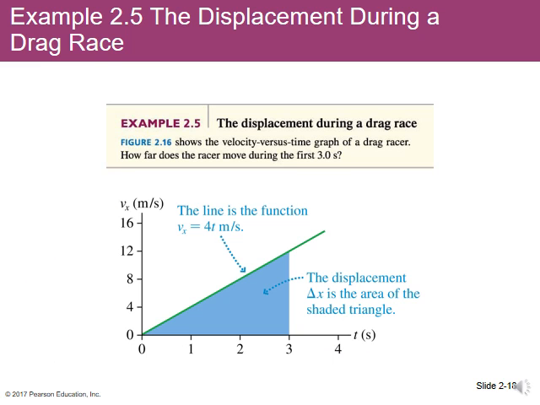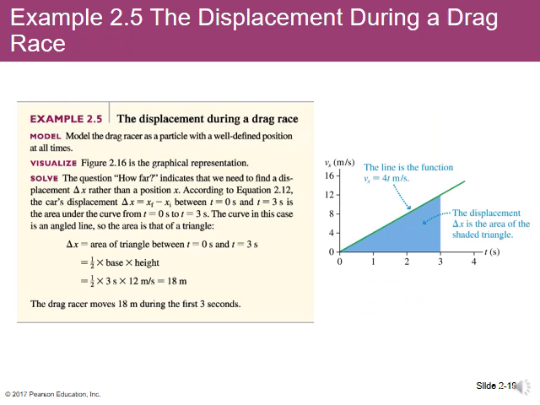Let's look at another example of that. What if in this case we had an equation? We know that the velocity is 4 times t. How far does this race car move in the first 3 seconds? All right. So what we really need to do is, once again, integrate this by finding the area under the curve. We can figure that out by just using the formula for the area of a triangle, because this is a triangular shape. So the area of a triangle is simply 1/2 the base times the height.